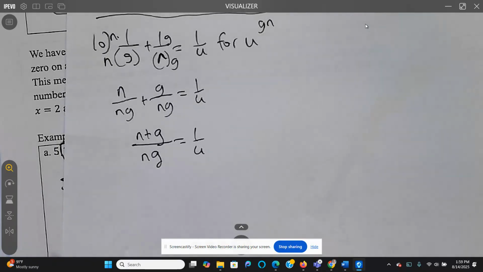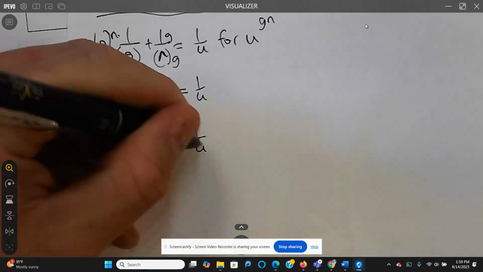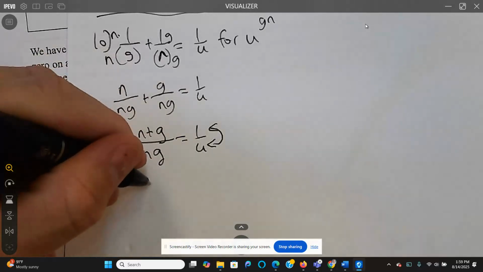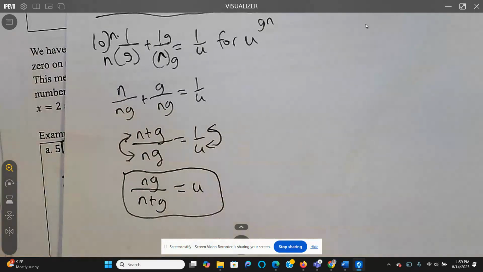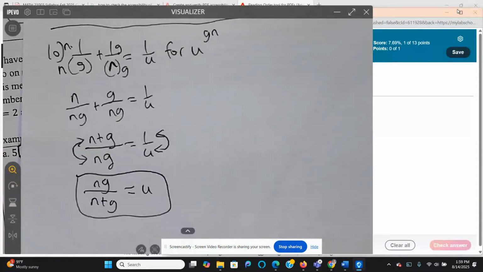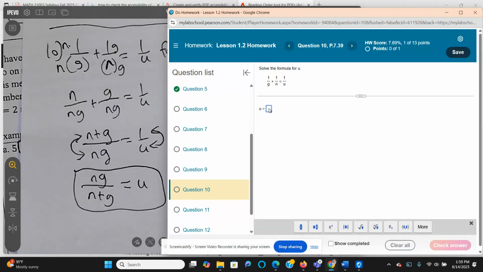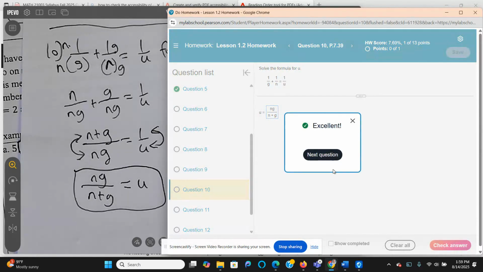What's the trick I can use here? I'm trying to solve for u, and I got 1 divided by u. Flip it. So I can flip that. So NG divided by N plus G equals u. Excellent.